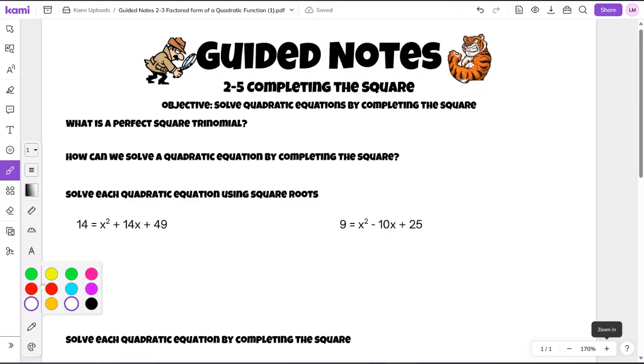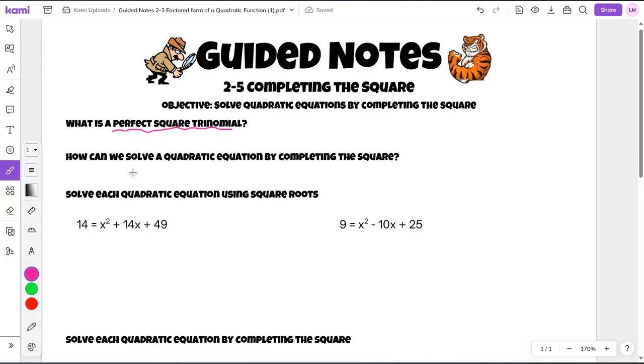Okay, let's look at completing the square. Another way that we can solve quadratic equations is by completing the square. First, we want to create perfect square trinomials so that we can complete the square. So what is a perfect square trinomial?